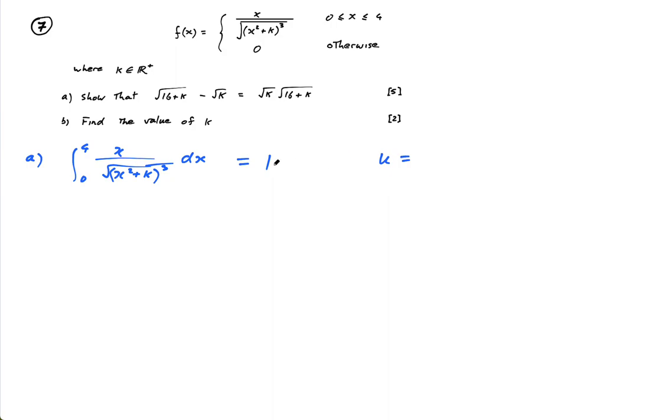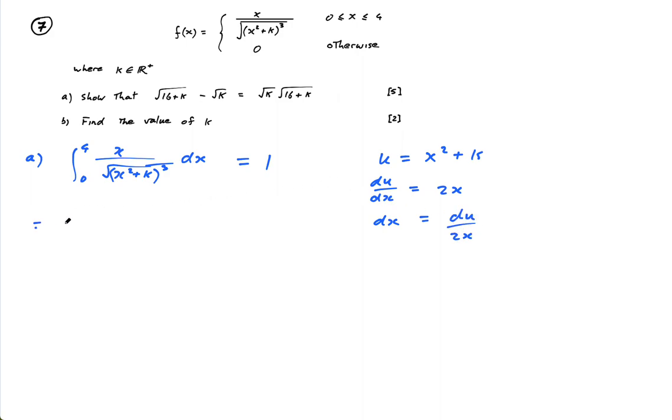So I'm going to let u equal to this thing here. u is going to be x squared plus k, and then when I differentiate it, du dx, I get 2x, which I want because that'll cancel with this x here. Just rearrange this, I get dx equals du over 2x.